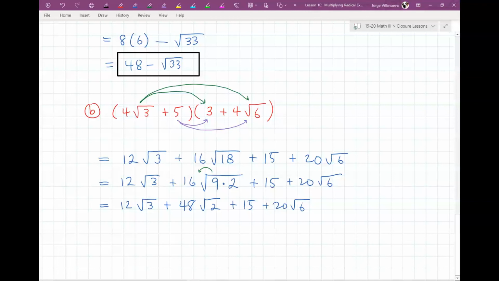I can't do anything else with this problem. I simplified it as much as possible. So that's it. I'm finished.